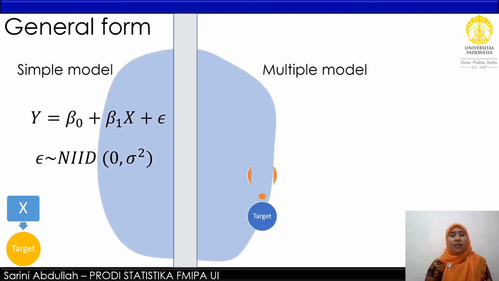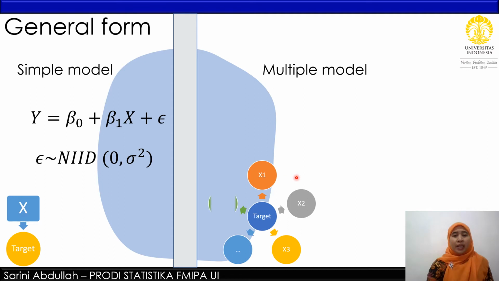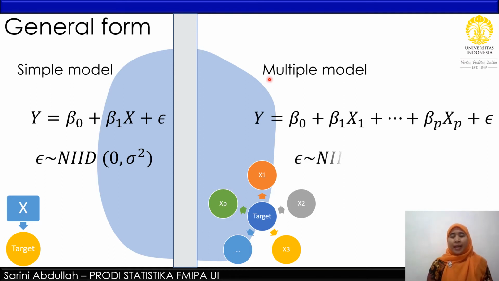Now, if the target variable can be explained by several measurements, here let's say x1, x2 all the way up to xp, then it is called the multiple model, and it takes the form of something like this. So y equals the intercept plus the contribution from x1 all the way up to the contribution from xp plus the error that explains something that cannot be explained by x1 up to xp. And we have the same assumption about the error.